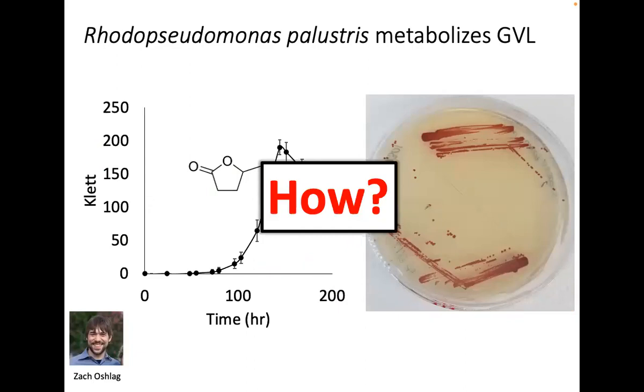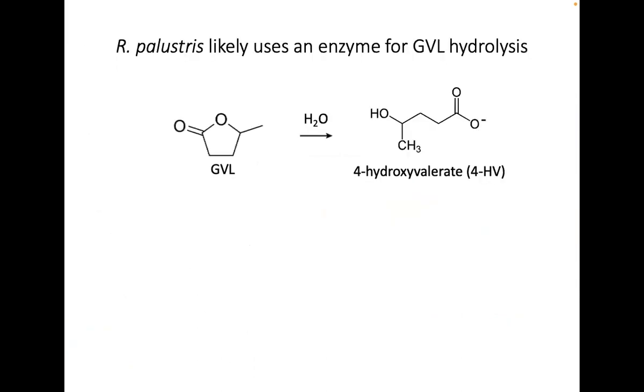It likes to eat this, but one question that's driving my research is how this microbe is metabolizing this compound. I'm really just going to talk a lot about what we think is step one for degrading this compound, and that it involves the hydrolysis of GVL to form this other chemical called 4-hydroxyvalerate.